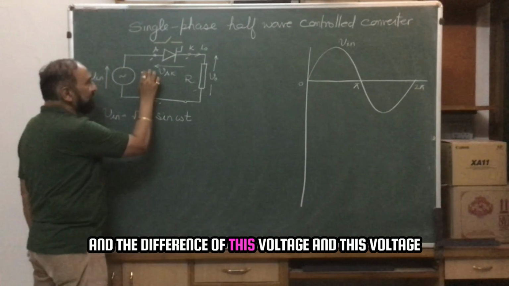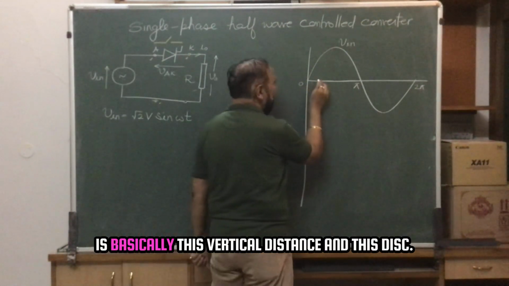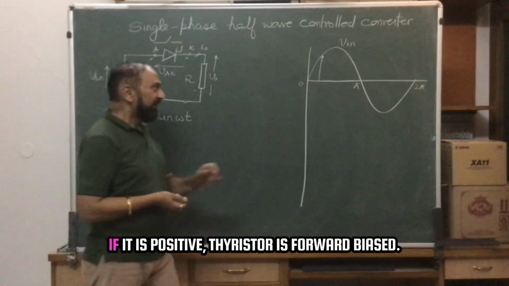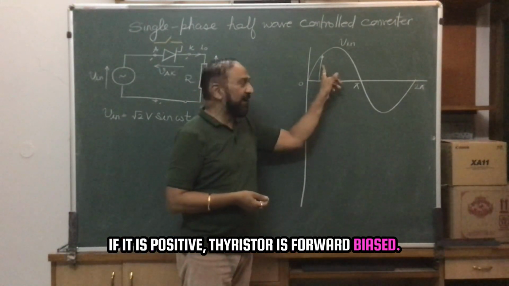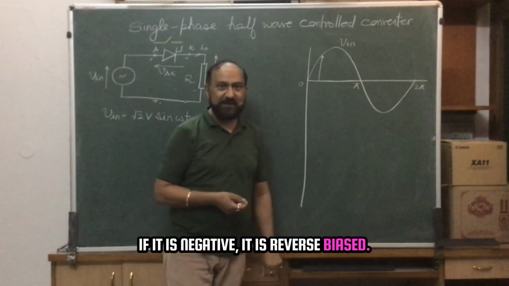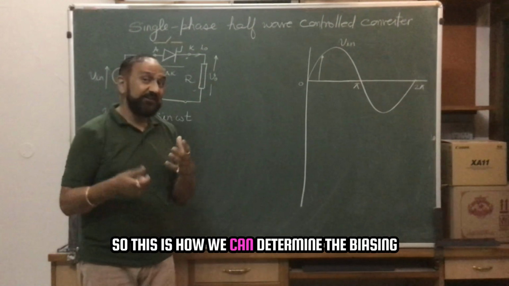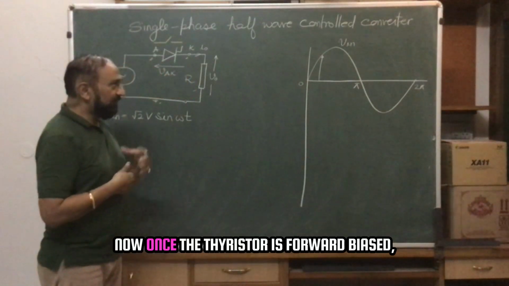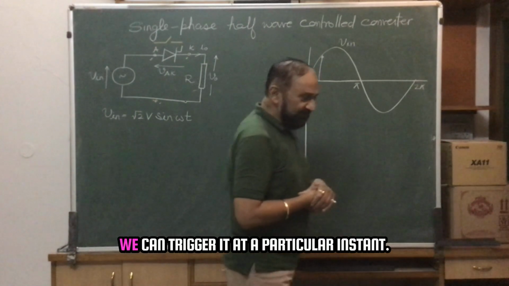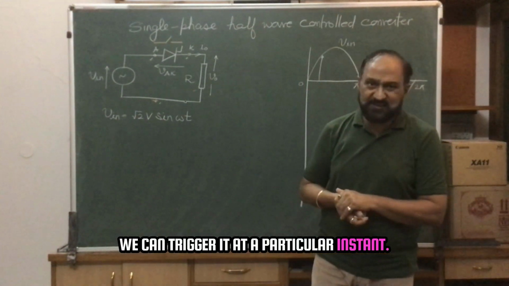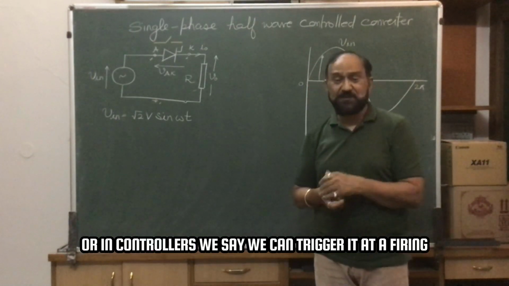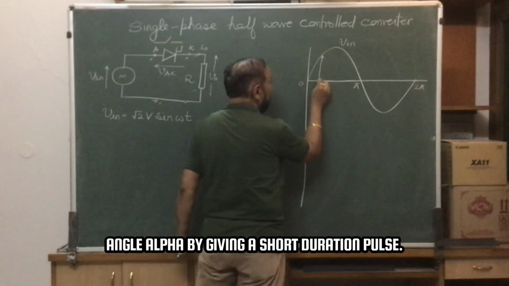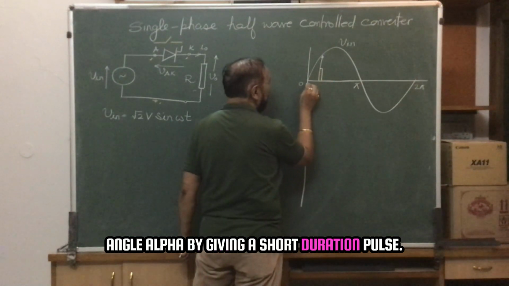The difference of this voltage and this voltage is basically this vertical distance, and if it is positive, the thyristor is forward biased; if it is negative, it is reverse biased. So this is how we can determine the biasing of the thyristor in any circuit. Now once the thyristor is forward biased, we can trigger it at a particular instant, or in converters we say we can trigger it at a firing angle alpha by giving a short duration pulse.